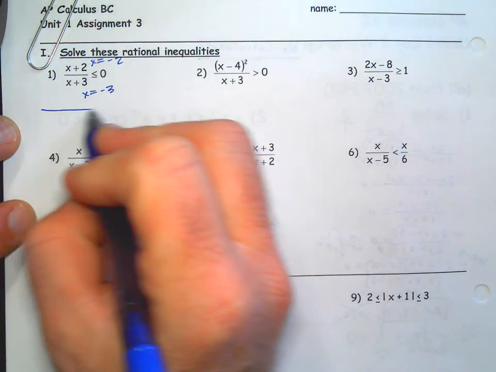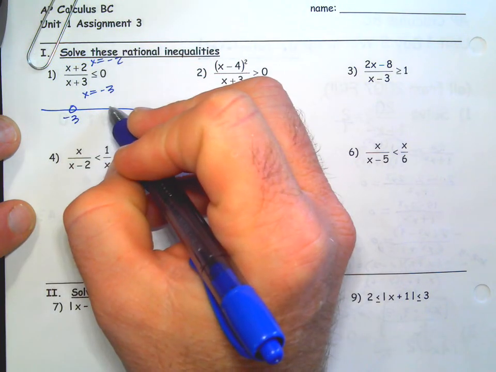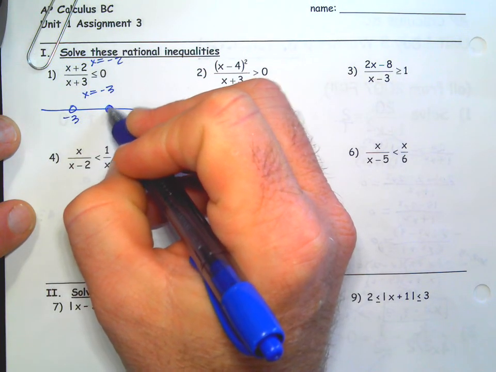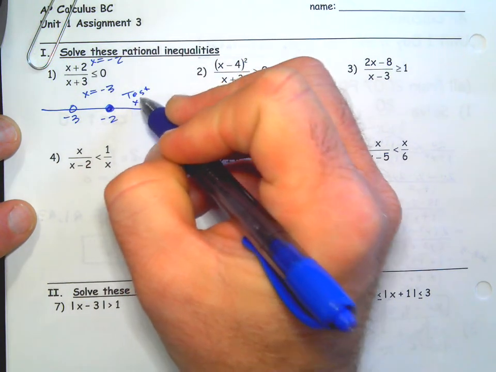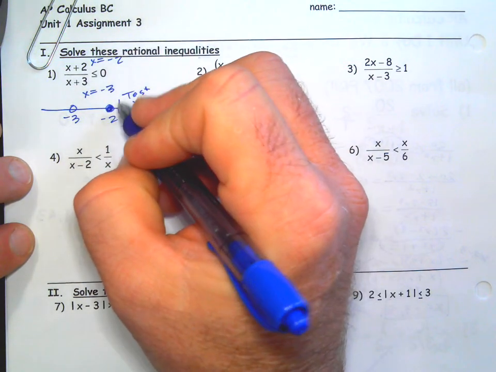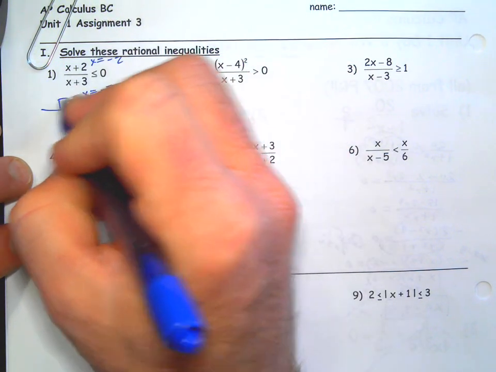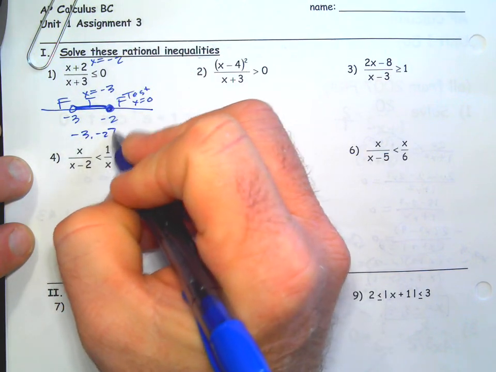So we're going to do a line check. -3 has to be an open dot because it's in the denominator. It's a vertical asymptote. That -2 is going to be solid because it's a 0. I'm going to test the value, x equals 0. Positive, positive is not negative. False, true, false. Answer is -3, -2.